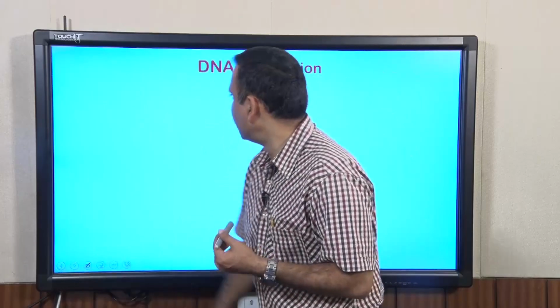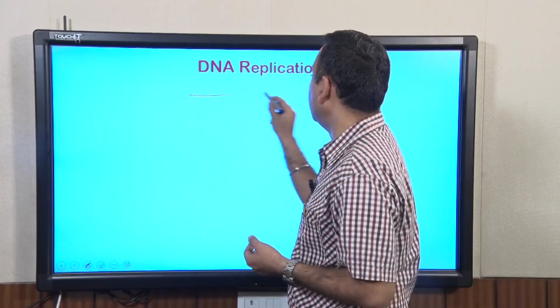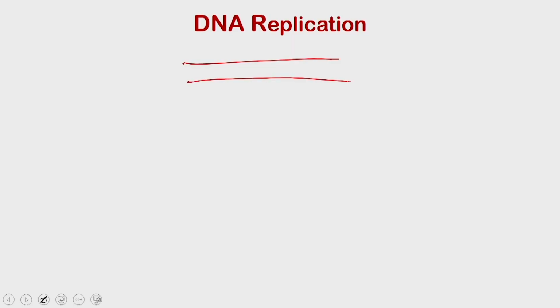So, let us see what the different steps are. The first step is that you have a double stranded DNA, and in this step the double stranded DNA is converted into single strands. So, you are going to have the 2 strands. That is the initiation step.